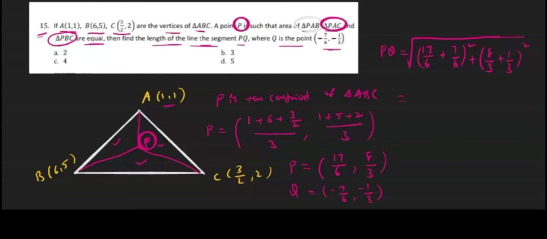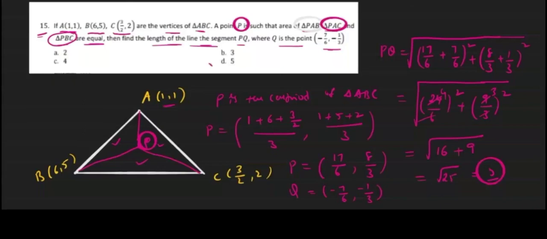That is equal to (17 plus 7, that is 24, by 6) whole square plus (8 plus 1, that is 9, by 3) whole square. 6 fours are 24, so that is 4 square, which means 16. 3 threes are 9, so 3 square means 9. 16 plus 9 is 25. So the answer is 5. So the length of the line segment PQ is 5 units. Which option? Option D.